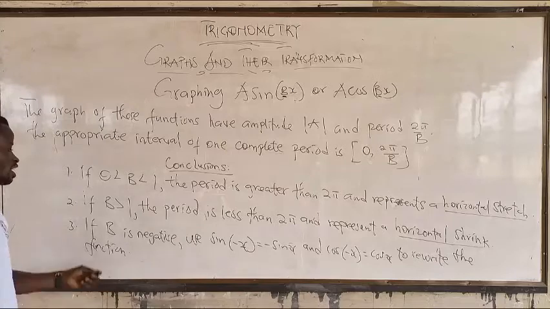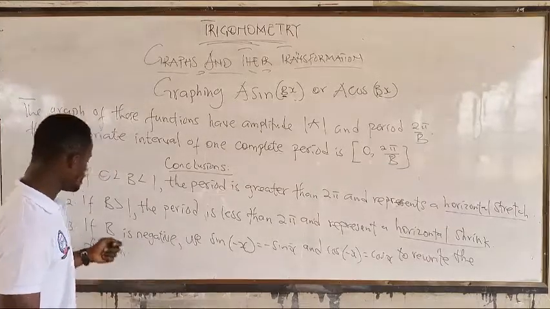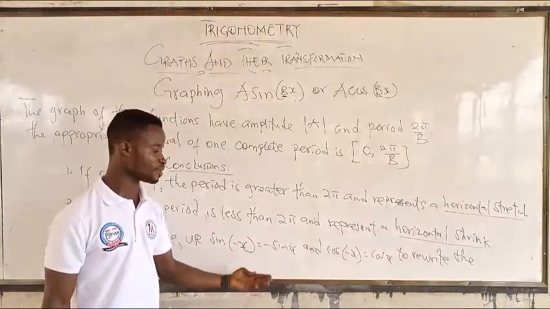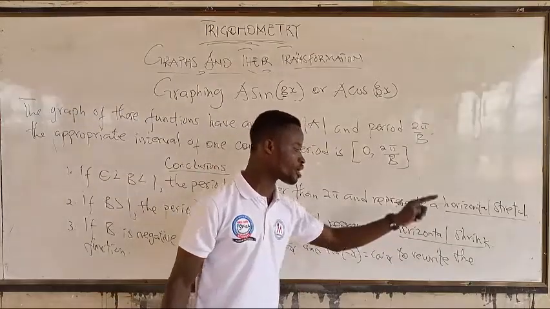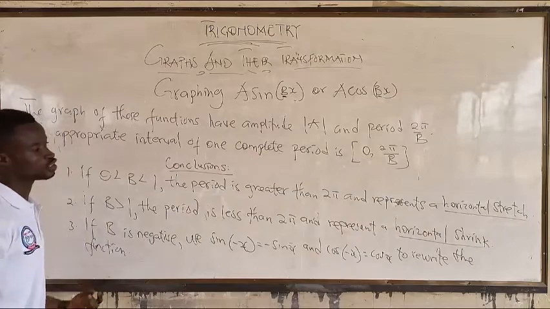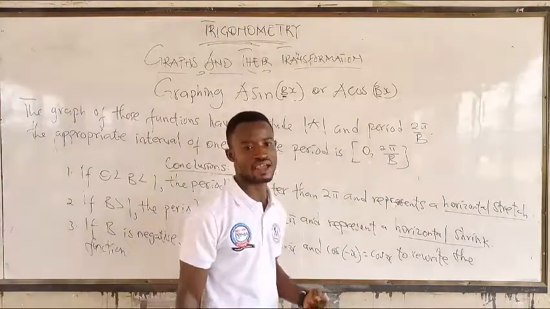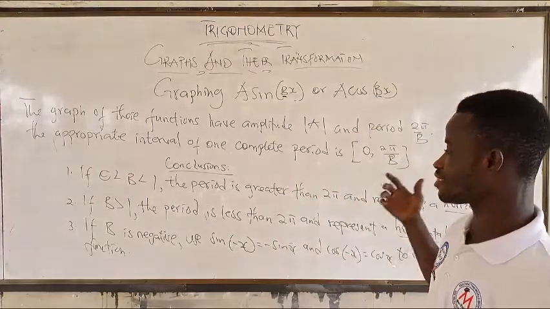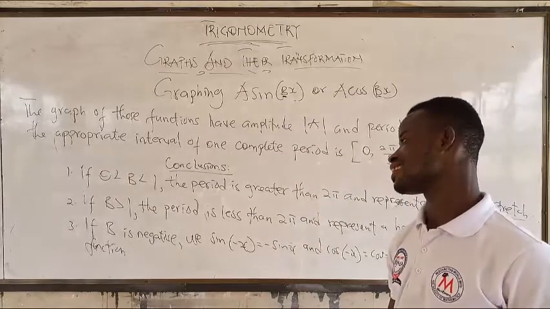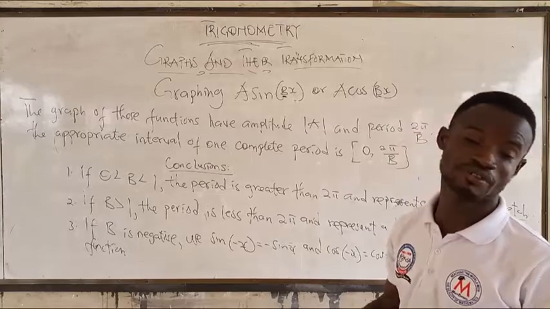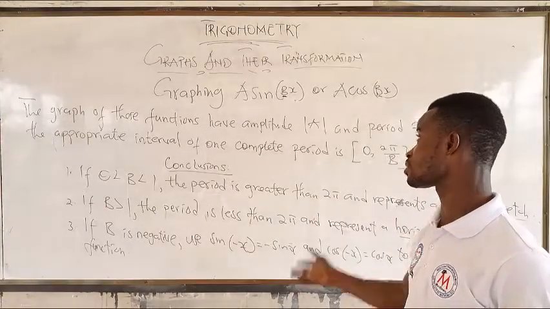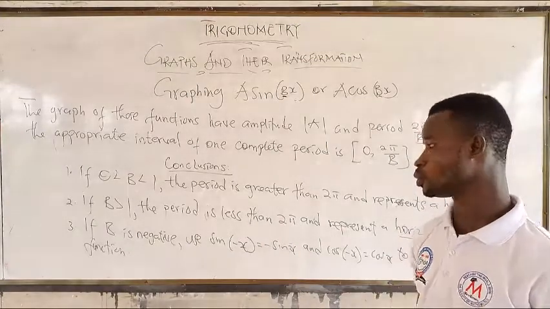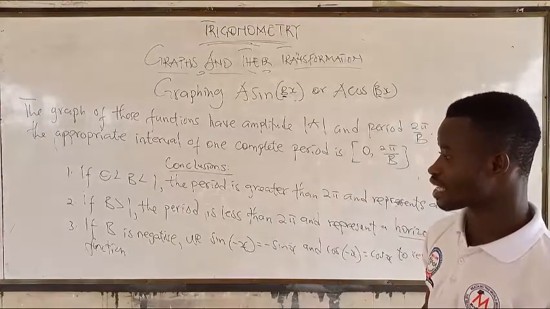Alright, three. If b is negative, use the negative angle identity to rewrite the function. Very good. Most of the time it's given to you as positive, but not all the time. So let's see what that is going to be.